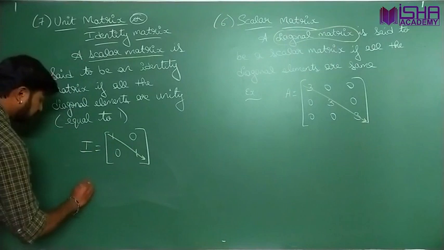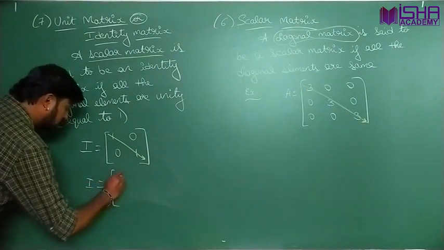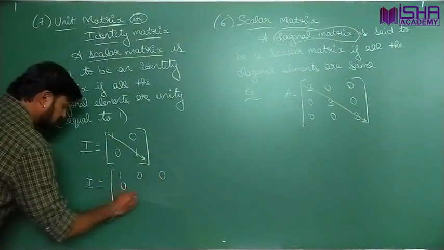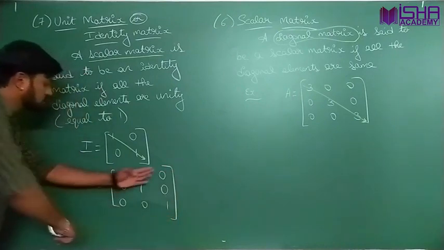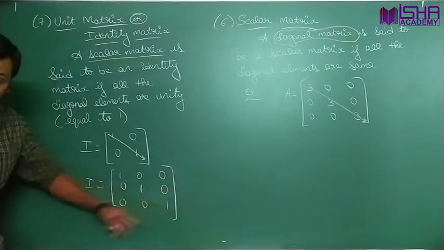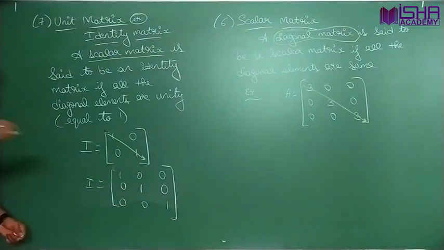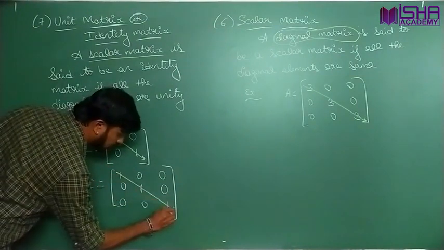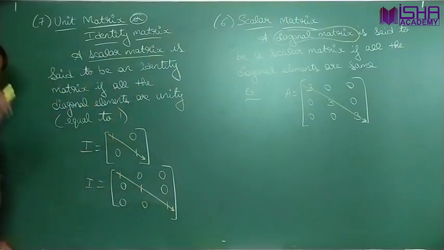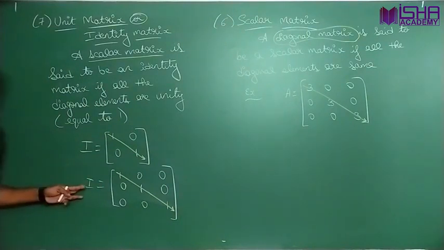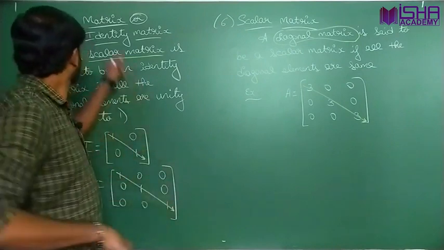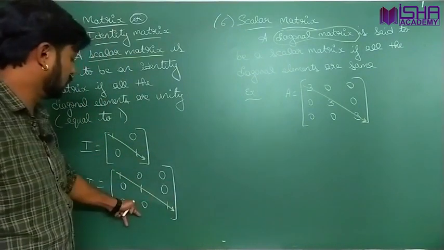Similarly, an identity matrix of order 3 will be of the form 1 0 0, 0 1 0, 0 0 1. Look here, the diagonal elements should all be the same and they should all be equal to 1, unity. Clear? So this is the diagonal. This is a unit matrix of order 3.